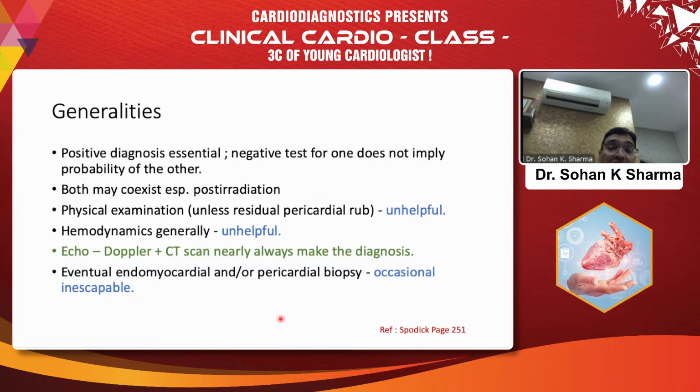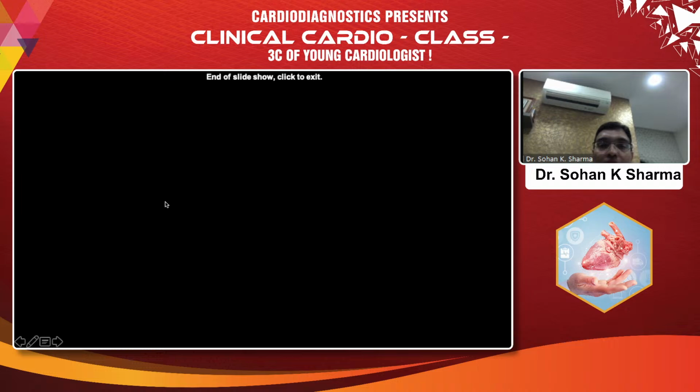Physical examination may be unhelpful. Hemodynamics may be unhelpful. So what is helpful? Echo, Doppler plus CT scan nearly always make the diagnosis. So if you are confronted with a case of CCP or RCMP, echo, Doppler and CT scan are the important modes of investigation that are helpful in diagnosing the condition. Eventual endomyocardial or pericardial biopsies are sometimes inescapable. So this is all about my presentation.